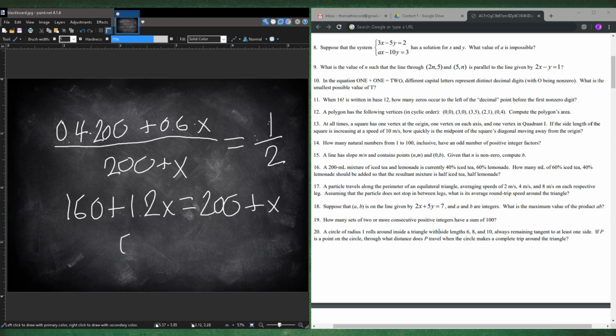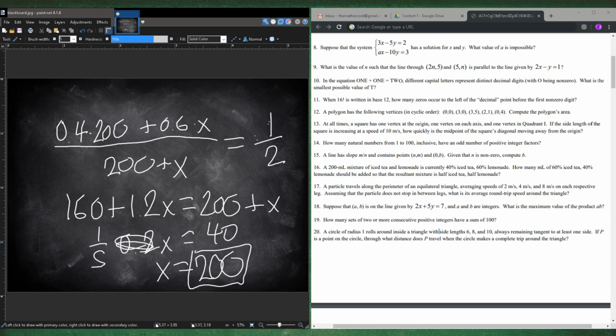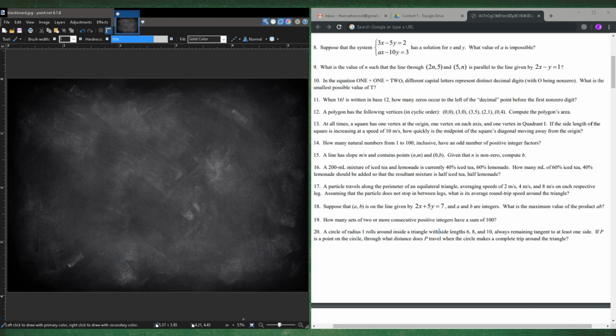So subtract x, so you get 0.2x. Subtract 160, so you get 40. So 0.2 is just 1 over 5. Multiply by 5 from both sides, so you get 200. So the answer is just 200, basically. Just that simple. Just understand how to manipulate your variables.